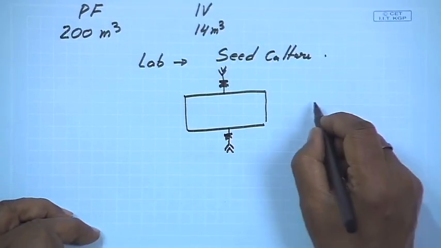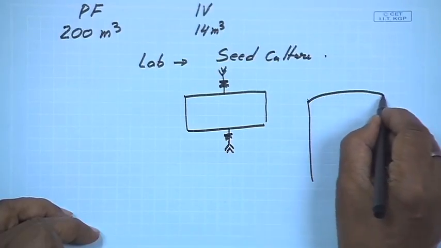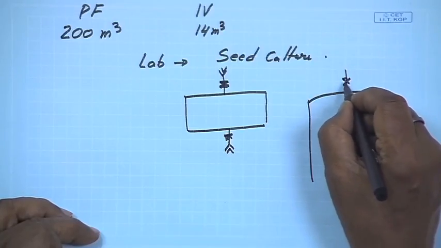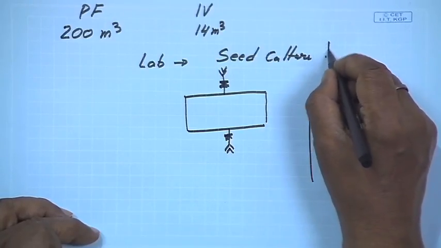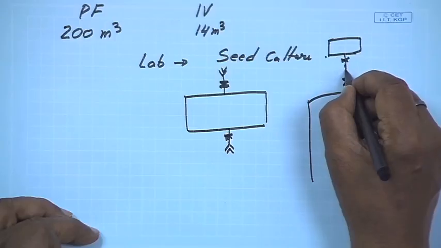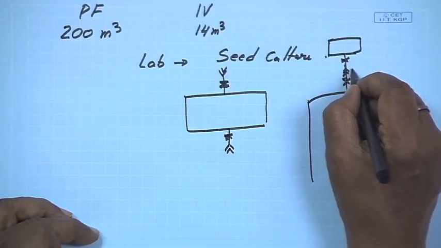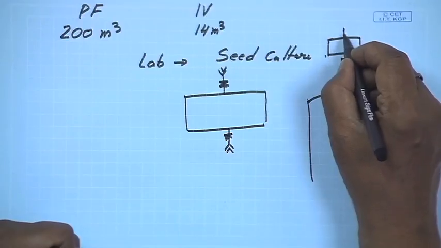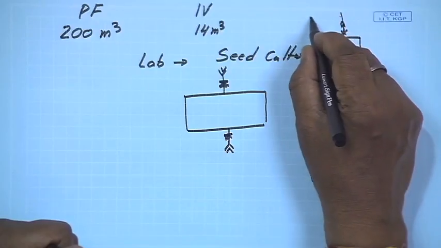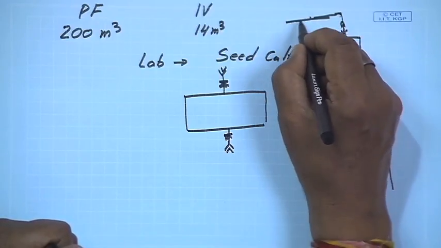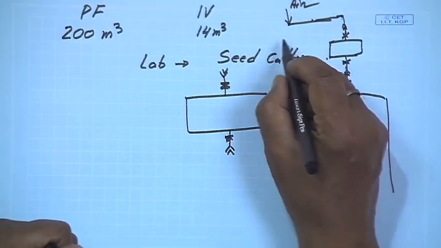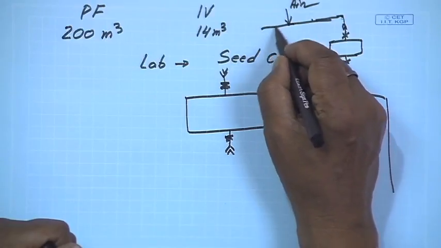Now, in the industry, suppose this is the inoculum vessel. If you want to transport the seed culture here, we have a valve, and a nut and bolt arrangement, so we can clamp them together. Here also we have a valve and nut and bolt, and here we have another pipeline, maybe connected with a sterilizer.